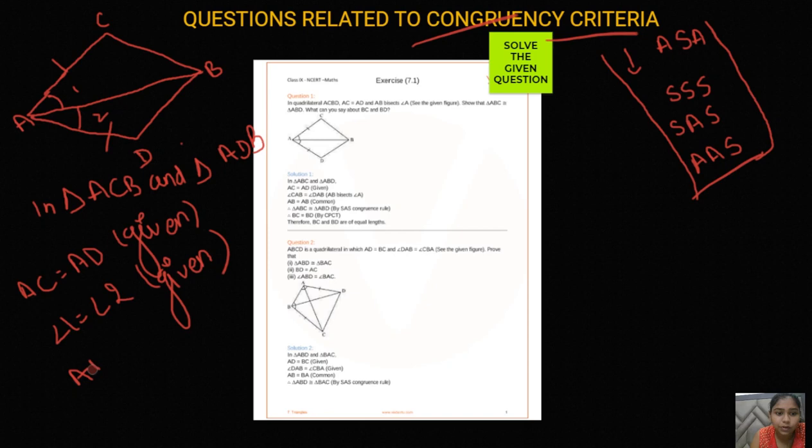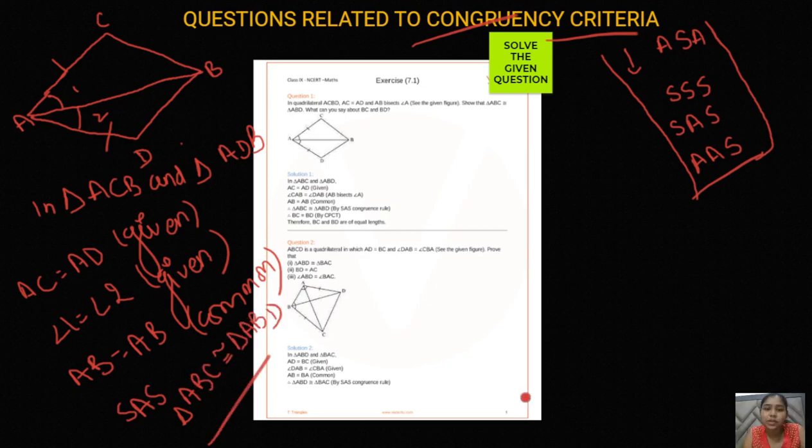So by SAS congruency, triangle ABC is congruent to triangle ABD. Hence proved. The next part is: what can you say about BC and BD? Since both the triangles are congruent, BC will be equal to BD by CPCT. So this is what we have to do in this particular question. Let's move to another question.